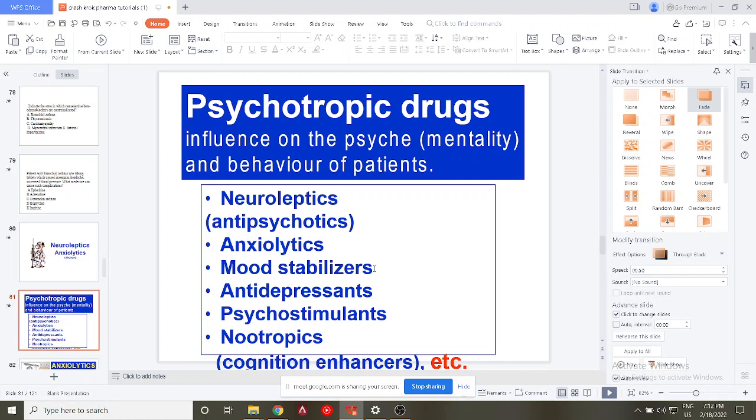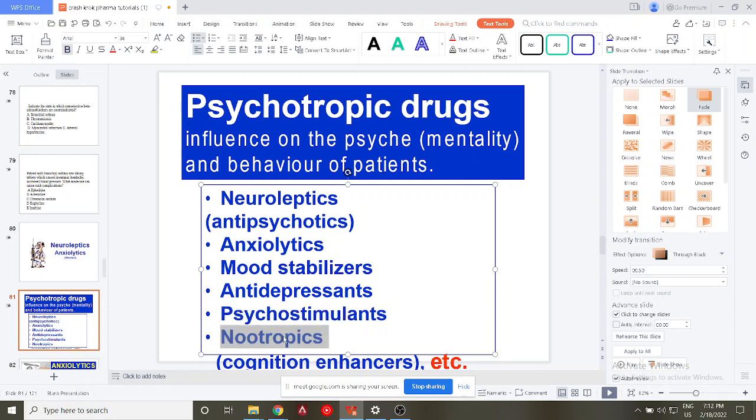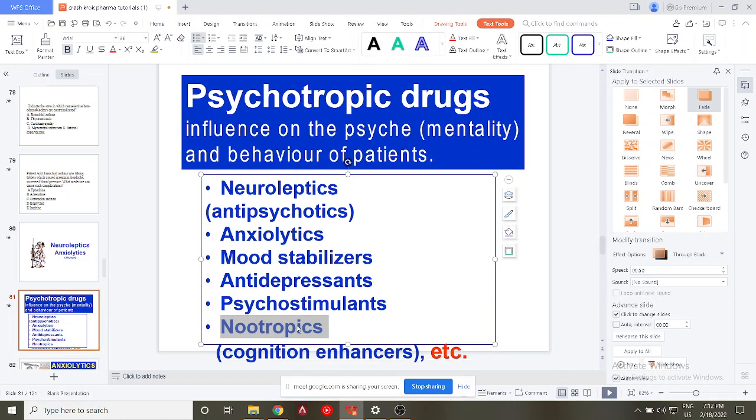They have either mania or depression. Mania is when you're hyper, you cannot sleep, you do so many things, and you don't sleep for like 5 days. Then antidepressants are for people who have depression, and psychostimulants and nootropics are cognition enhancers. Take note, nootropics are for people who have had an accident and have mental damage, so they cannot think as well as you and I. They need a nootropic drug to increase their cognition.